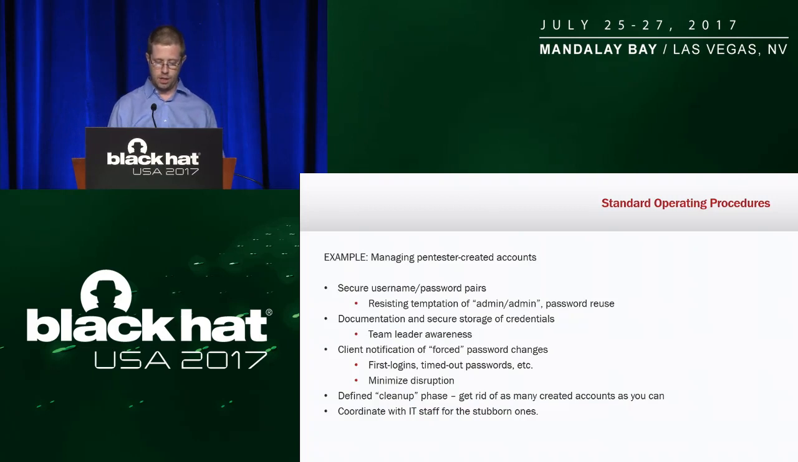And then there's client notification of forced password changes. We log into a system, and it makes us change the password. We don't want to leave it in a bad state, so we change it to something known and let the client know. So you have to have a cleanup phase where you clean up everything you can and let the client know about the stuff that you can't.